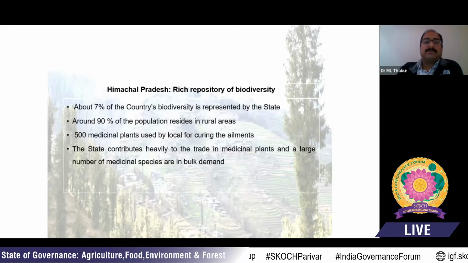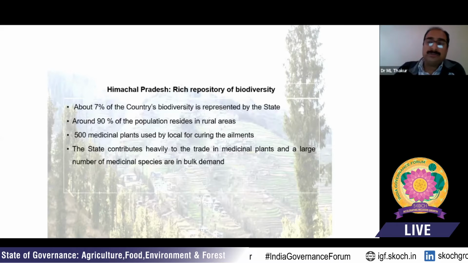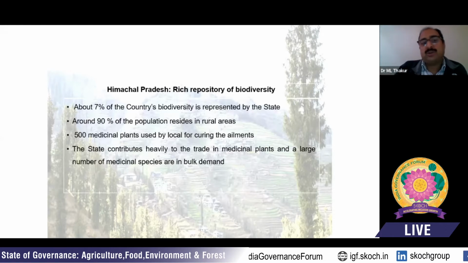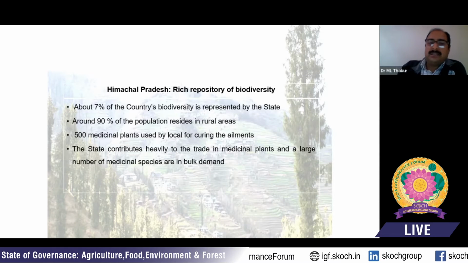We know that Himachal Pradesh is a rich repository of biodiversity, and around 11% of the country's biodiversity is represented in the state. Most of the tradable bioresources are endemic to the state of Himachal Pradesh. And more than 90% of the population resides in the rural areas.